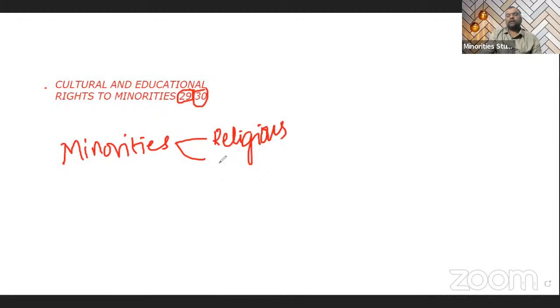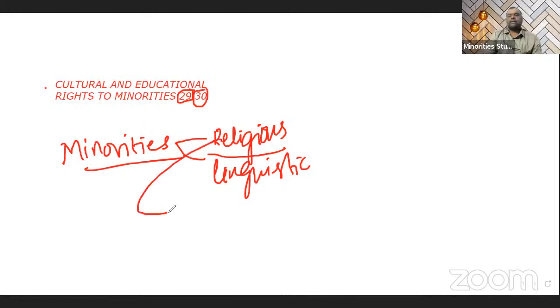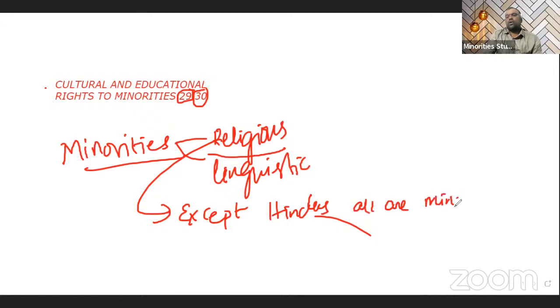First of all, who are minorities? There are two types of minorities. One is religious minorities and the other is linguistic minorities, right or wrong? A religious minority means, except Hindus, all are religious minorities.